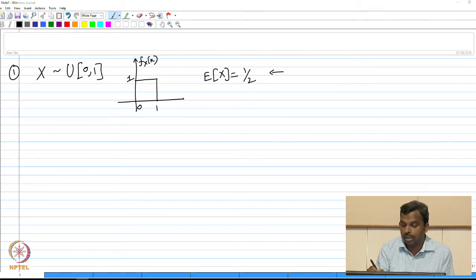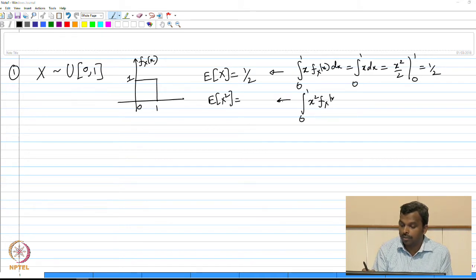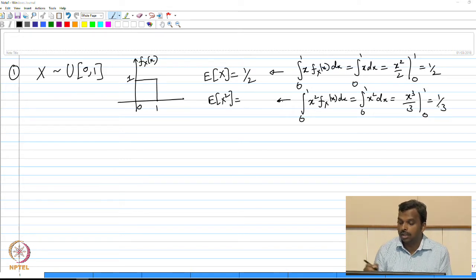How do you do this calculation? It's basically integral 0 to 1 x times fx of x dx, and fx of x is just 1, so this is just integral 0 to 1 x dx, and that's x squared by 2 evaluated between 0 and 1, and that will come out as half. Now what will happen to expected value of x squared? Again, you do integral 0 to 1 x squared fx of x dx, and that is just integral 0 to 1 x squared dx, which is x cubed by 3, 0 to 1, that is 1/3.